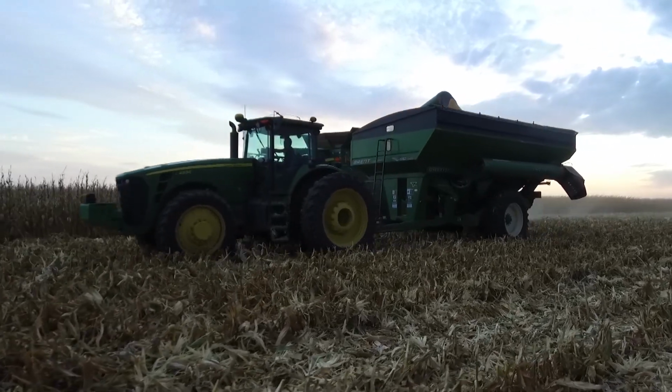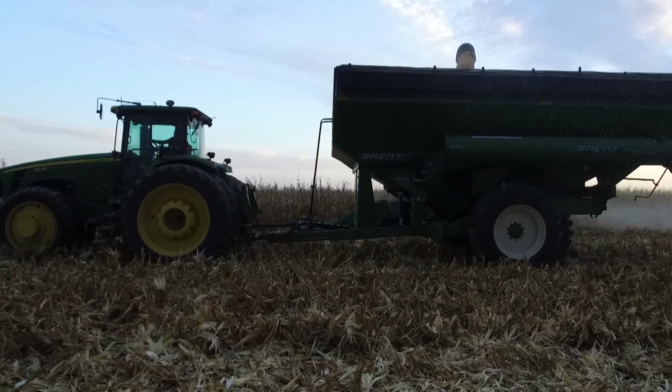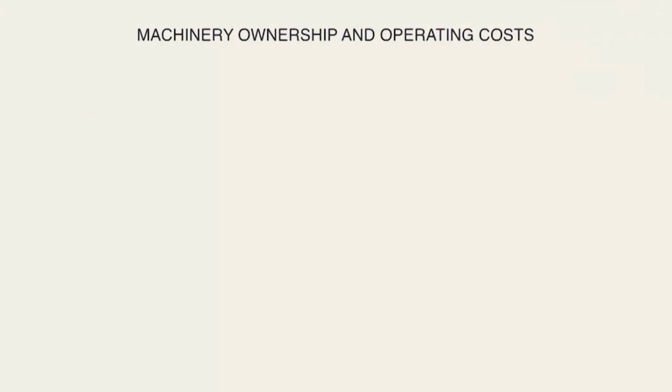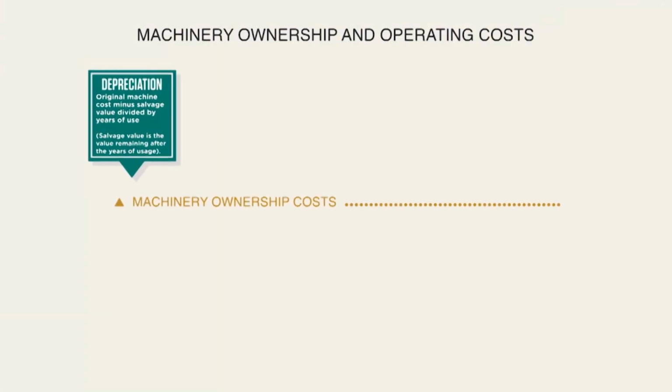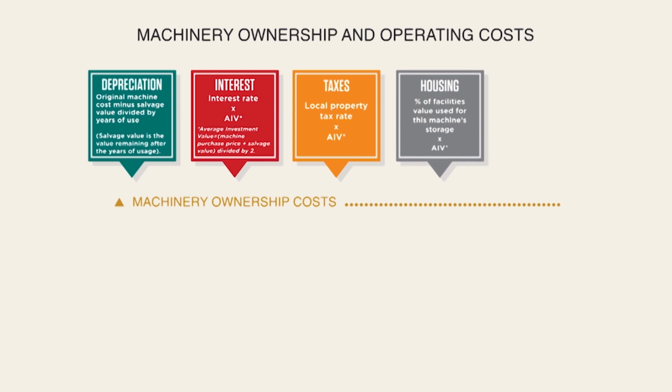In addition to operating costs, custom operators really need to think about their long-term ownership costs. That would include depreciation, interest if they're paying interest, or even the opportunity interest of owning the machinery, the personal property taxes that they would pay on the machinery, housing for their equipment, and also insurance.